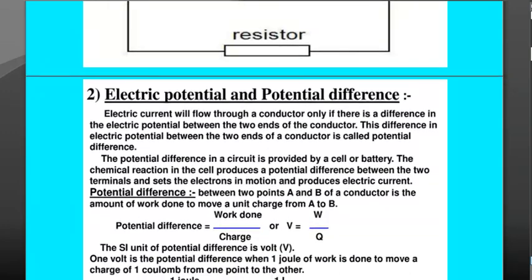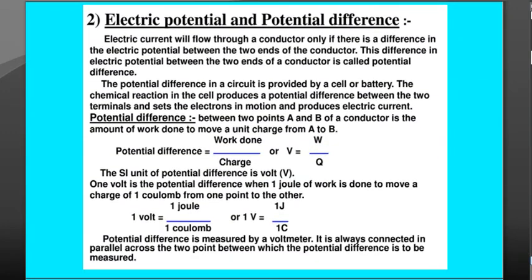Now, electric potential and potential difference. Two things should be very clear. Potential means energy. In class 9th you have done that potential is nothing but energy. When we talk about potential, we are actually talking about energy. Whatever energy you have is the same as work done. So potential difference is nothing but work done by charge. See, clearly this is mentioned: potential difference is work done by charge.